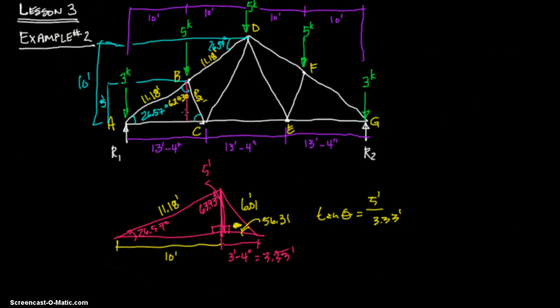56.31 degrees. Alright, now we have that entire triangle, which is good. That is a good start. Now, it gets even more confusing when you try to get to this triangle right here.